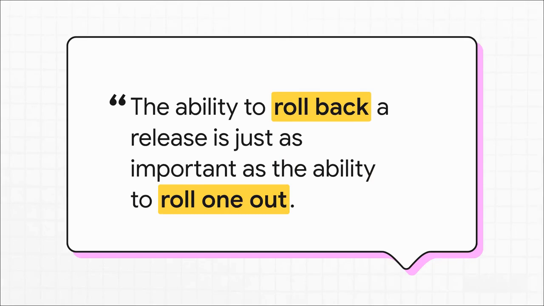Look, even with all these checks and balances, sometimes things still go wrong in production. It happens. And that's why your ultimate safety net is the rollback. Cloud Deploy lets you revert back to the previous stable version with a single click. Honestly, this capability is just non-negotiable for any modern delivery pipeline.